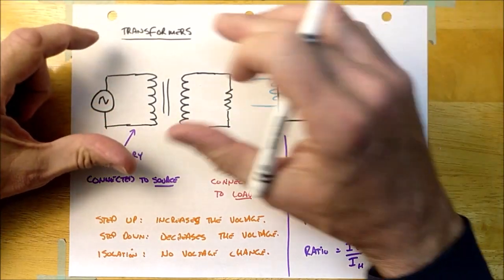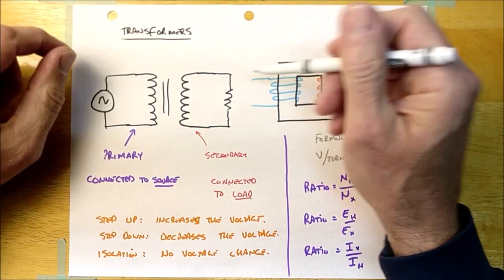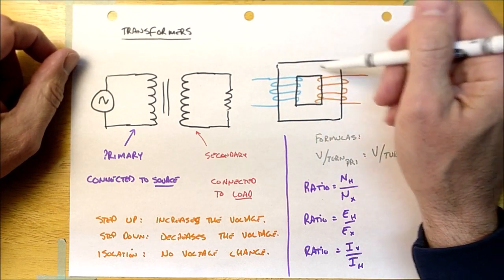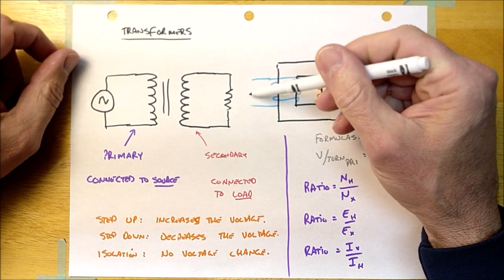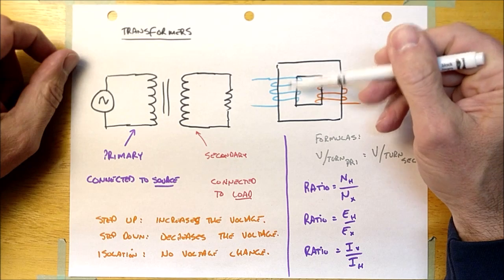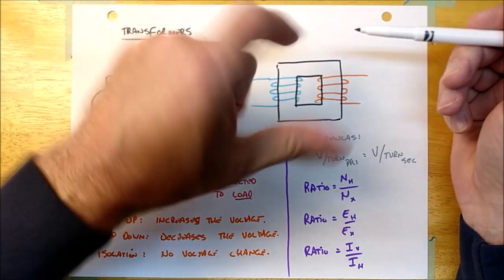Now, the way transformers work, guys, is basically if you look at this one right here, you connect an AC source here. This is going to be magnetically flipping back and forth.